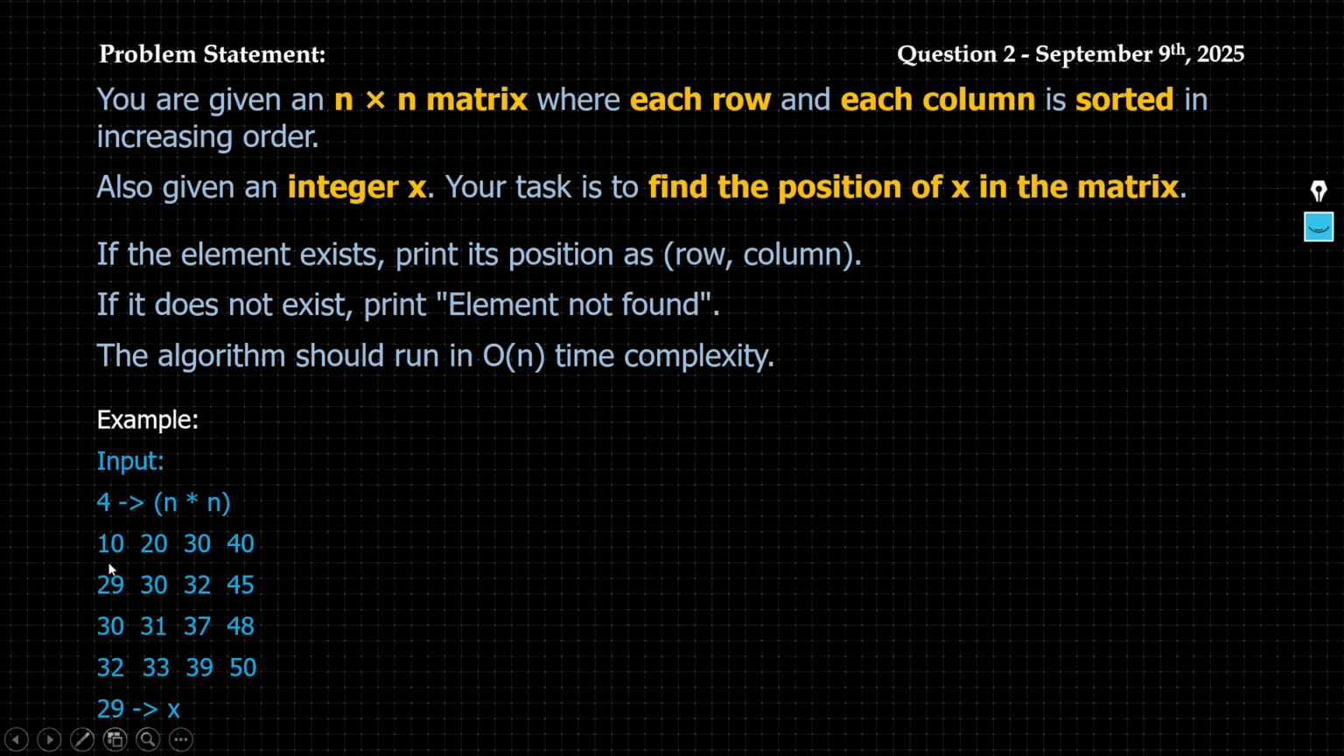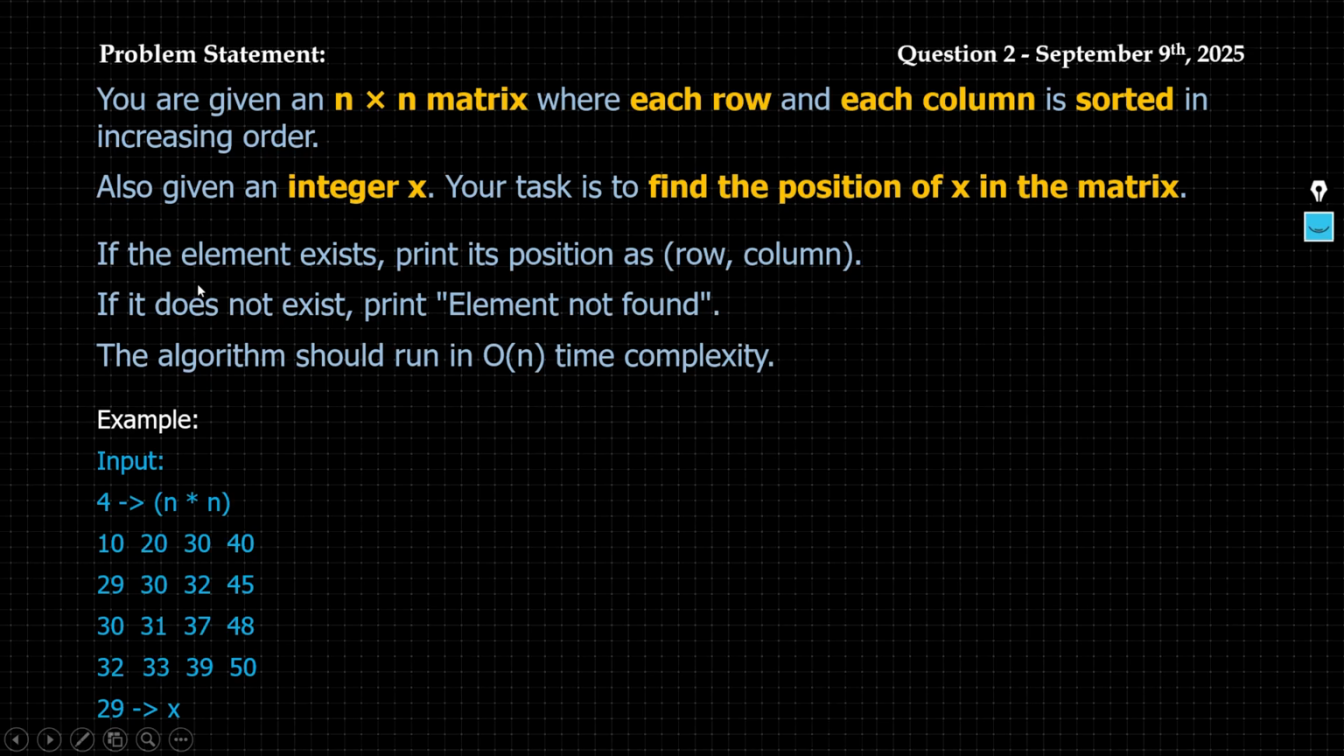If we see in the example, each row is sorted. If we see carefully, the leftmost element is the minimum of all the elements present on that particular row, this row or this row. And not only that, all the columns as well. If you carefully see, all the columns are also sorted. So the topmost element is the minimum of all the elements in that particular column.